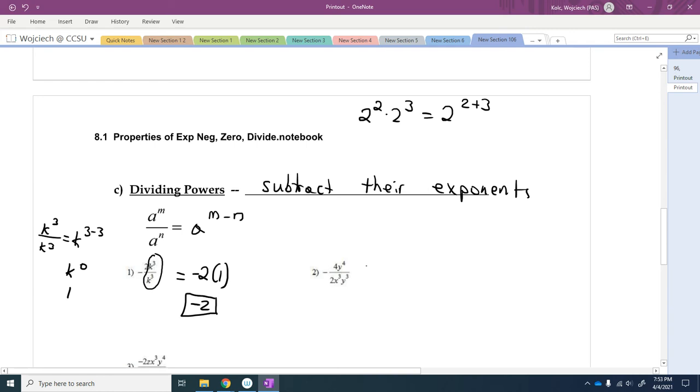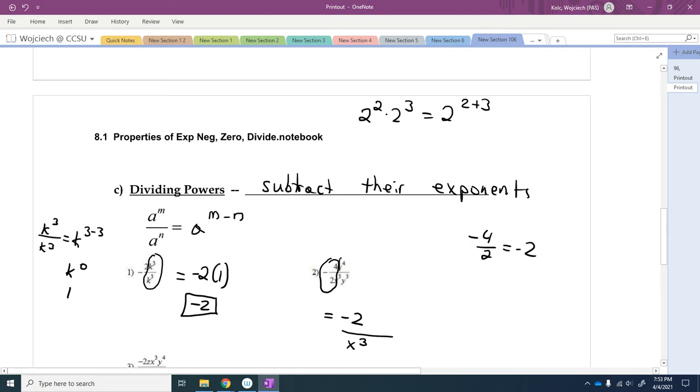Okay? Now, second example. Let's look at the coefficients first. So you get -4 over 2, which is -2. So this becomes -2. Okay? Then you have x cubed in the denominator, so I will leave it. Why do I leave it? Because there is no other x.